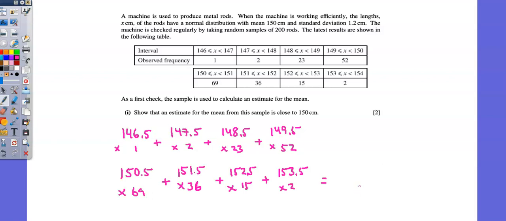Here they are. When I sum these 8 products, I arrive at 30,064. I divide by 200, the sample size, which gives me 150.32 centimeters, which shows that the mean from this sample is close to 150 centimeters.